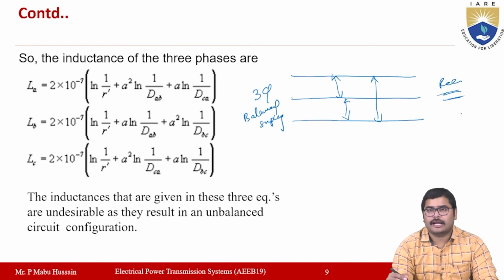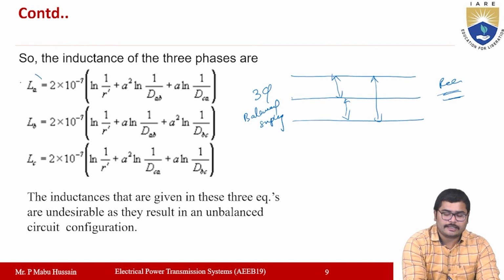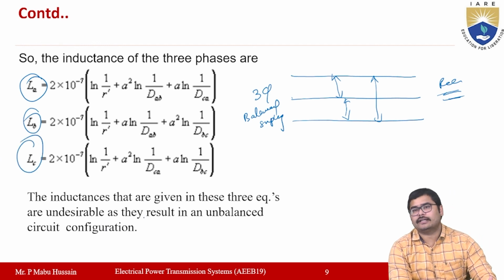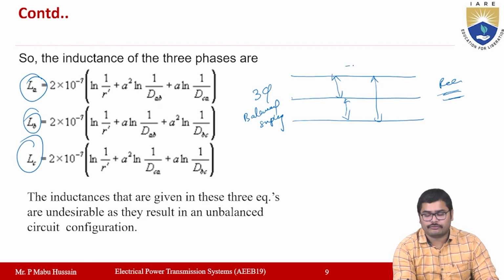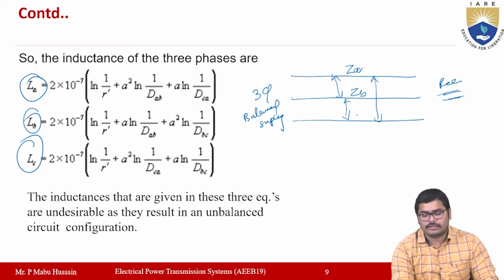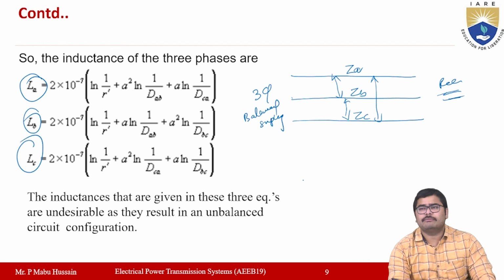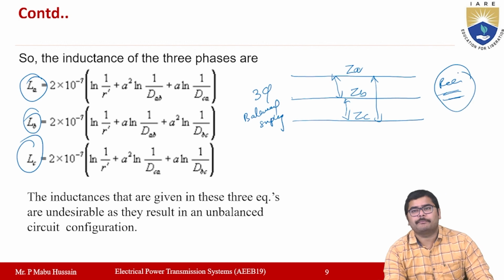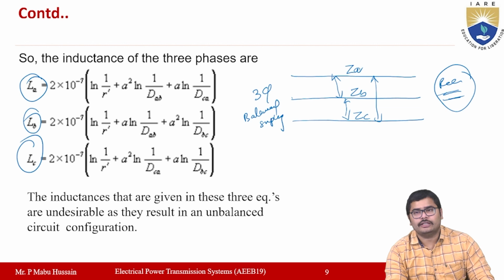Why? Because for an unsymmetrical transmission line, the inductances for each phase will be different. When the inductance is different, the reactance also will be different, and then the impedance also will be different. ZA will not be the same as ZB, and is also not the same as ZC. So ZA, ZB, ZC all are different. In such a case, the voltage drops across the impedances will be different. So at the receiving end, you will not get balanced voltages, which is undesirable.